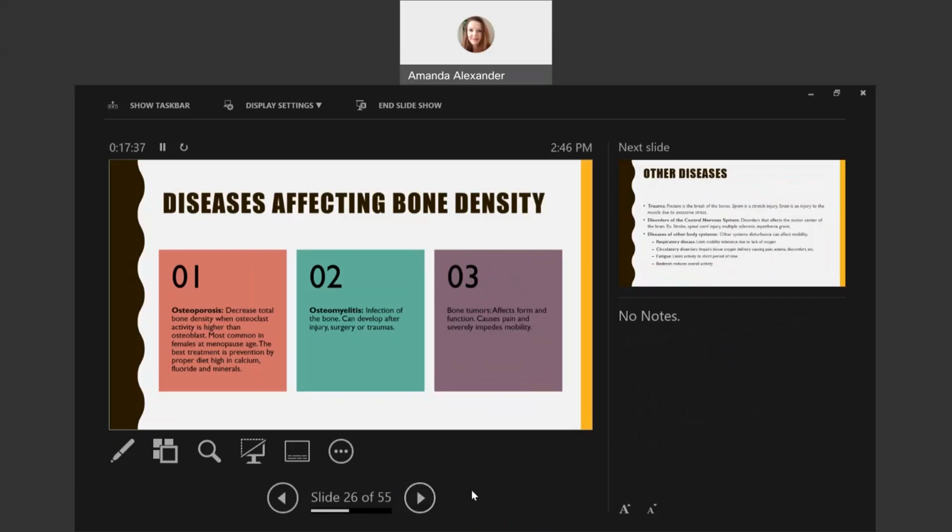Some diseases affecting bone density are osteoporosis. So osteoporosis is a decrease of total bone density when osteoclast activity is higher than osteoblast, most common in females at menopausal age. The best treatment is prevention by proper diet, high in calcium, fluoride, and minerals.